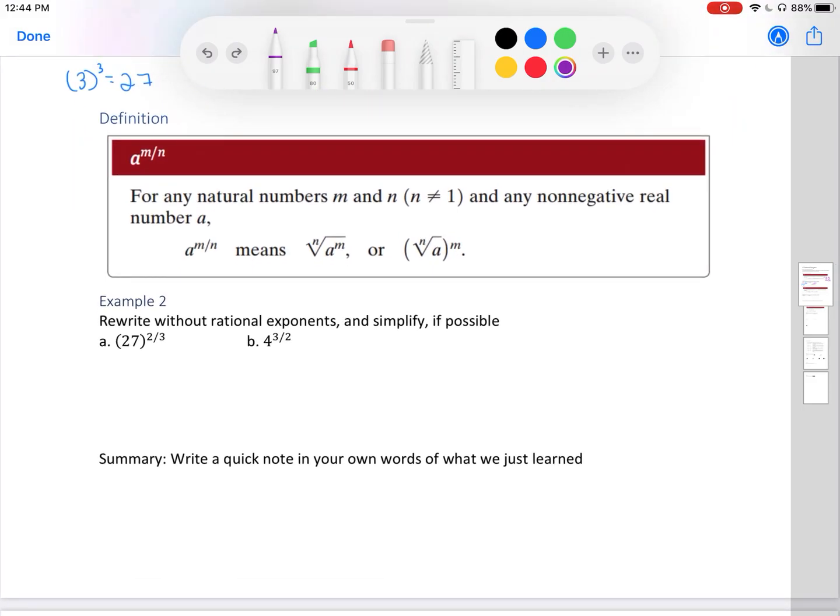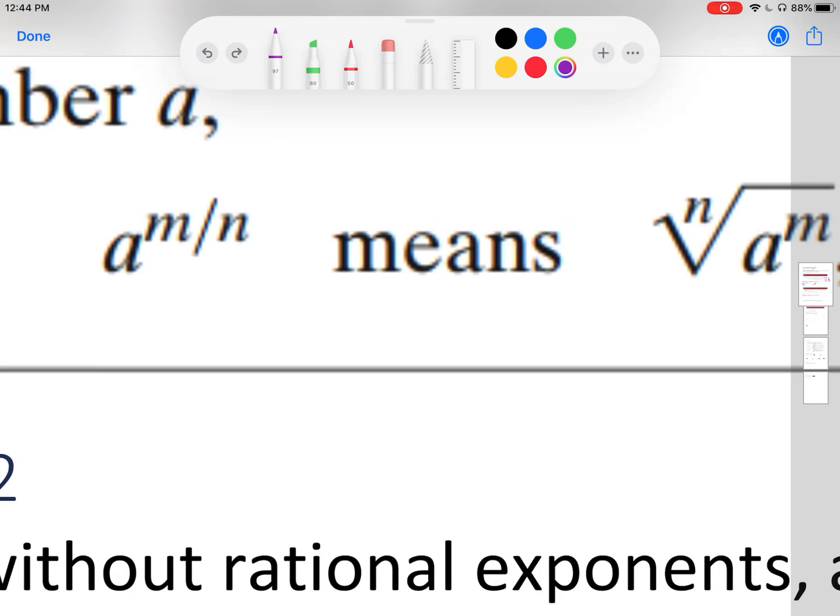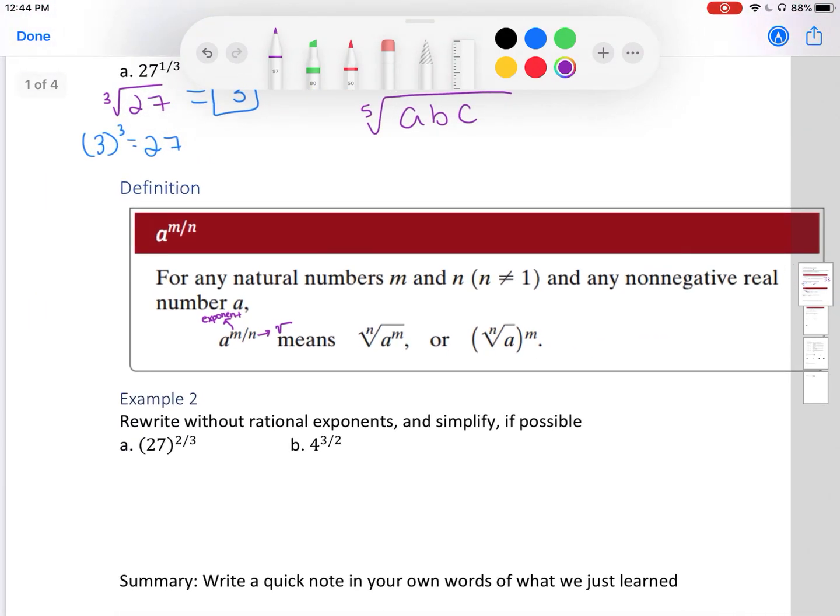All right, a new definition similar to the previous: a raised to the m/n power. For any natural numbers m and n, and any non-negative number a, a raised to the m/n power means the nth root of a raised to the m, or the nth root of a, all of which is raised to the m power. So if I can give you one quick tip, the denominator is your radical, and the top number is just your exponent. And that's how we read them.